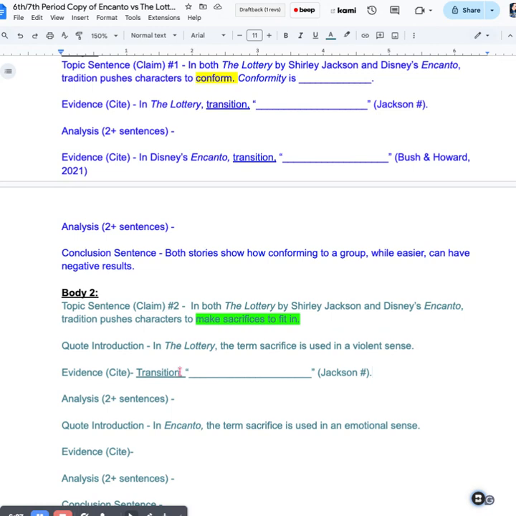So then, let's see. Let me make this format just a little bit prettier. There we go. Our analysis, we can't put anything because just like up here, we didn't have evidence. We don't have evidence still, so we can't put analysis because there's nothing to analyze.